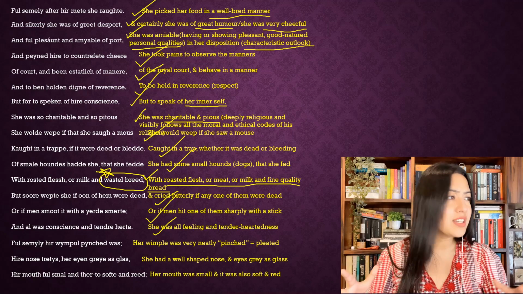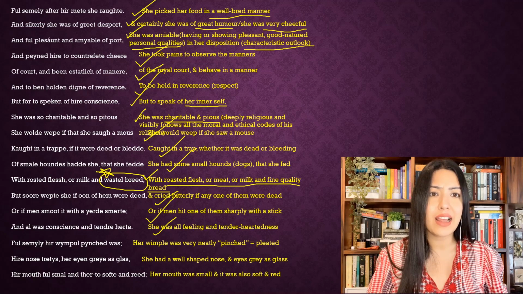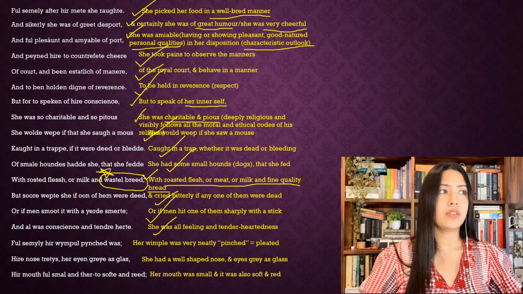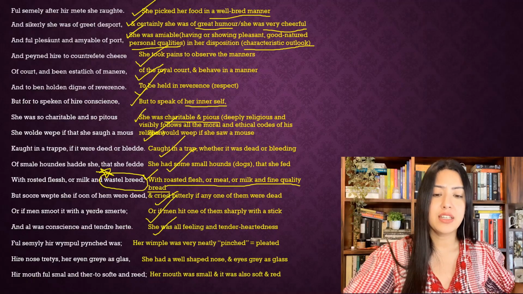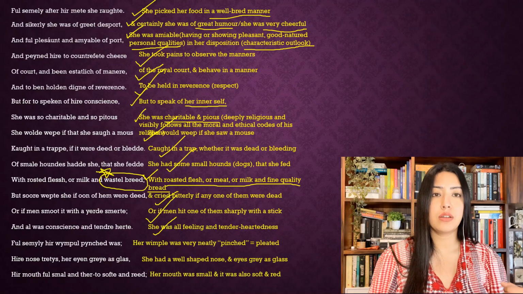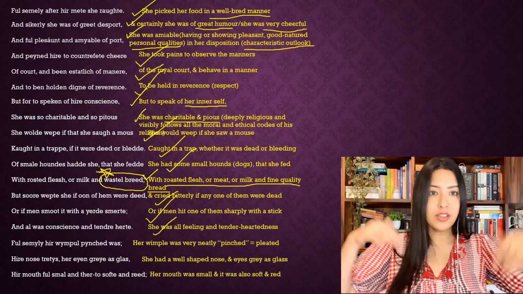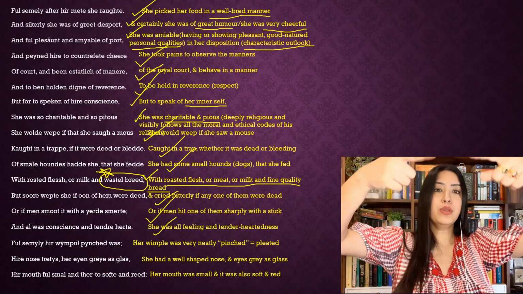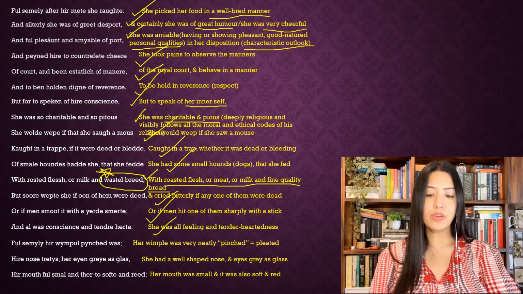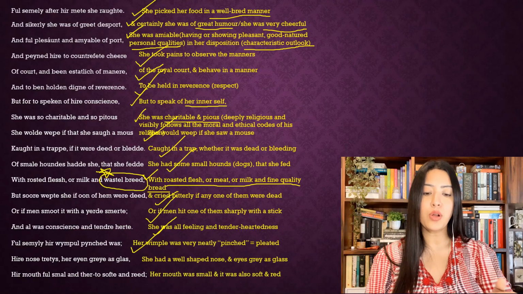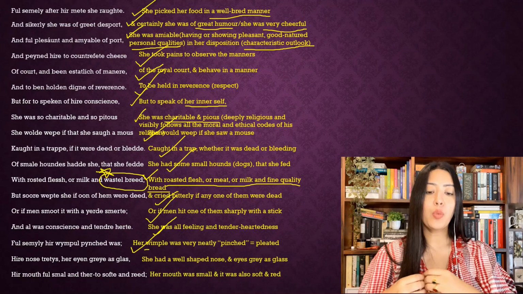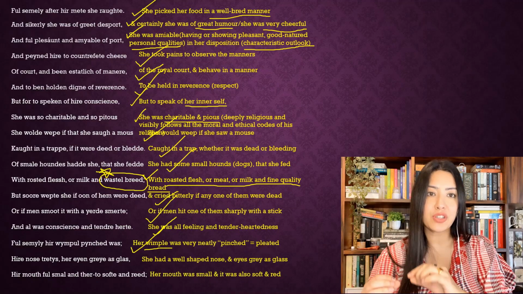But in reality, she cared about all of these other worldly things, like her pets, like the kind of food that she's giving them. She cared about the table manners she observed. So it is not the inner self. She's very preoccupied with worldly things. So, you know, her wimple was, she was all feeling and tender heartedness. Her wimple was very neatly pinched or pleated.